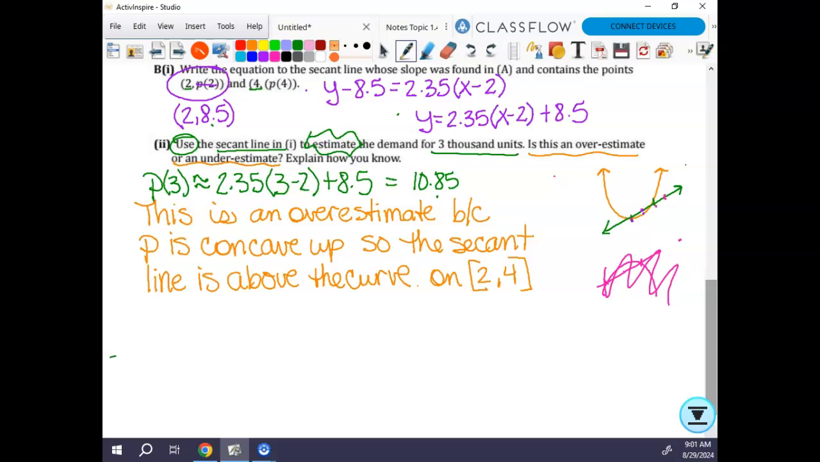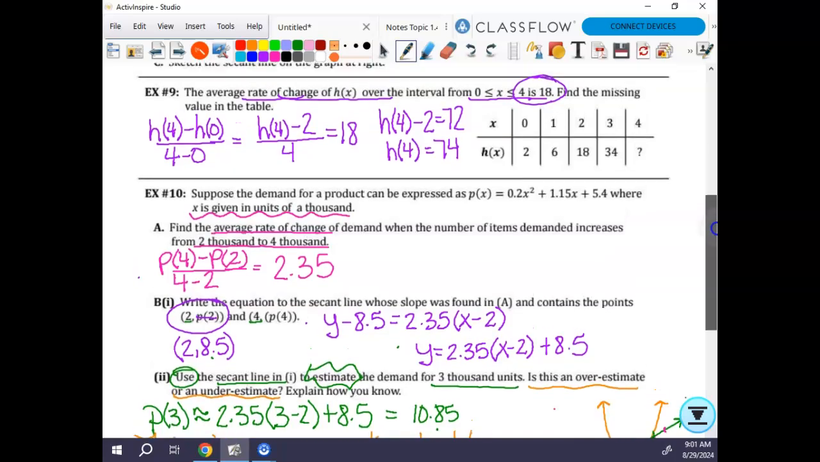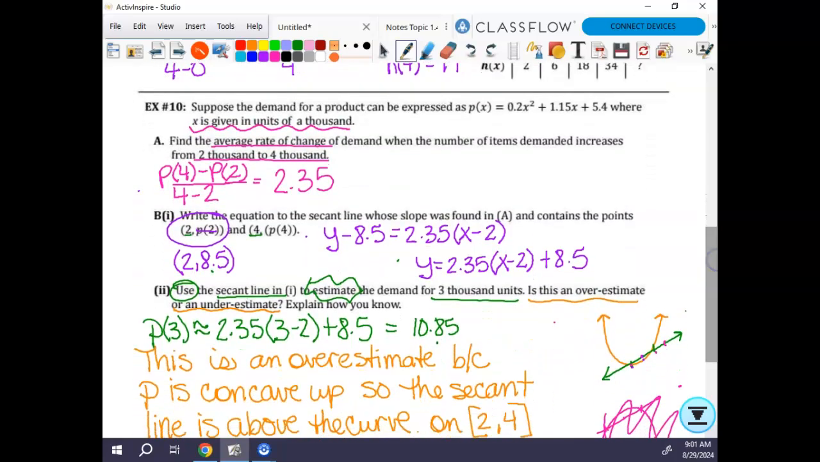This is the very bottom of the front of that piece of paper, where we talked about the secant line. And it says P is concave up, so the secant line is above the curve on the closed interval from 2 to 4. All right, so the closed interval from 2 to 4, that is what we used, even though it wasn't written that way, to find our average rate of change, right? It is closed because I used 2 and I used 4. You with me?